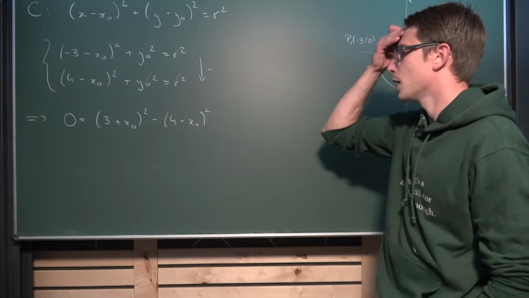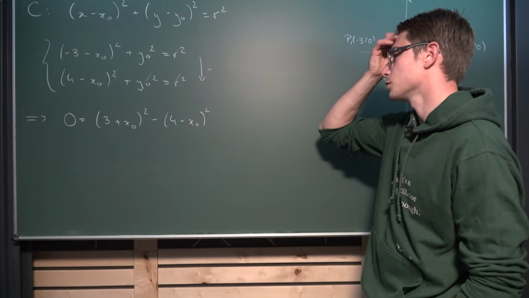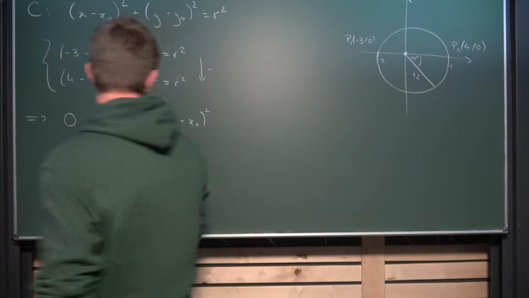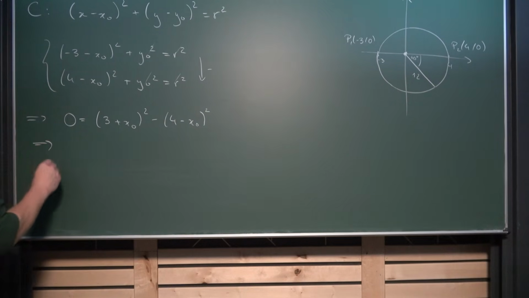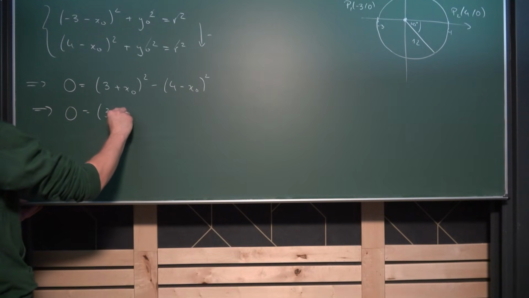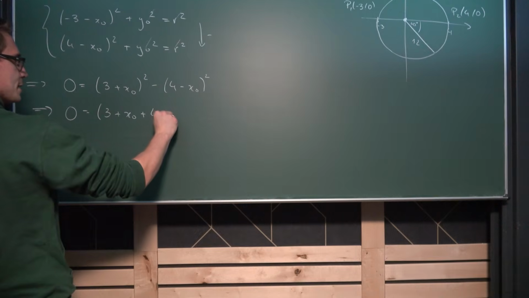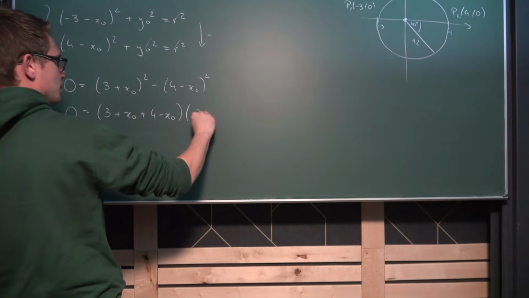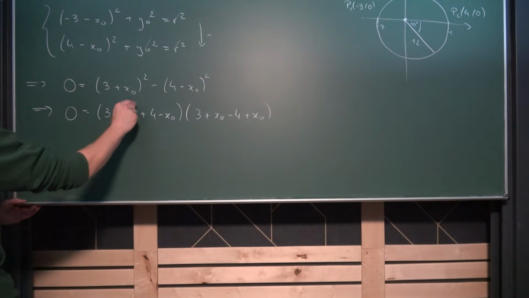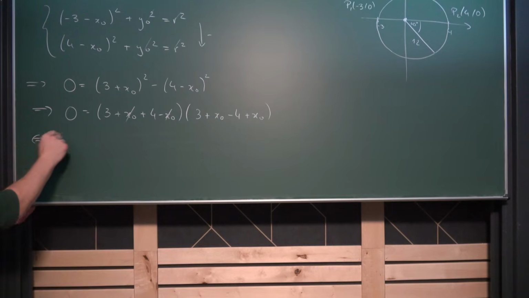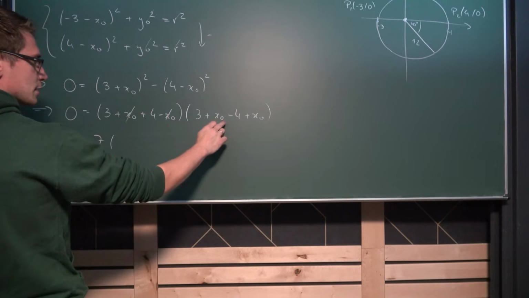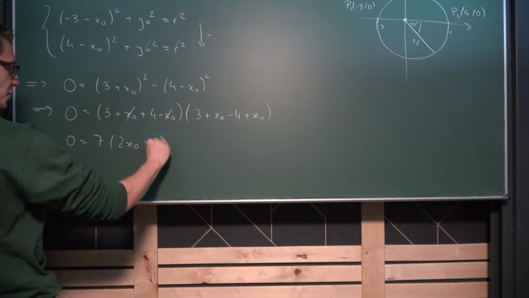We could just multiply everything out. That's a binomial formula, but it's also the difference of two squares. It probably really doesn't matter when it comes to the algebra in and of itself. Let's do it the cool way and let's use the difference of two squares. So this ends us up with 3 plus x naught plus 4 minus x naught times 3 plus x naught minus 4 plus x naught. This net is gonna cancel out, giving us overall, this is just 7. So 0 is equal to 7 times, this is -1, 2x naught minus 1.